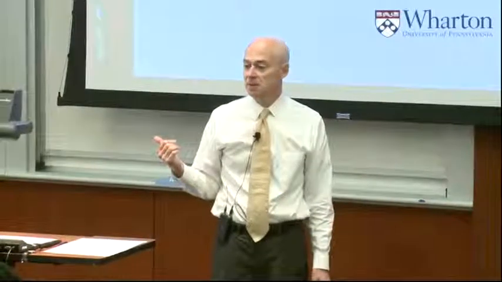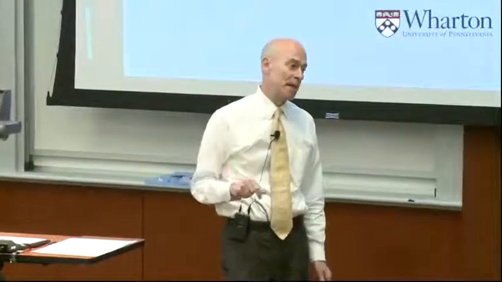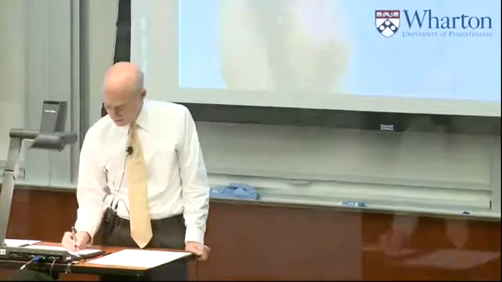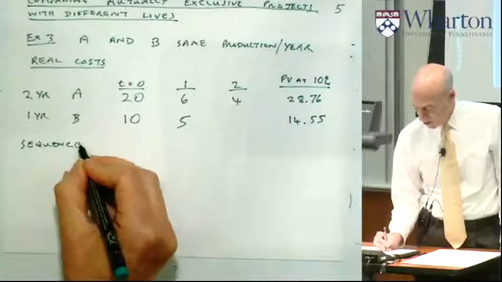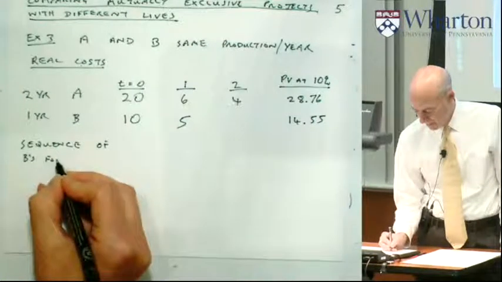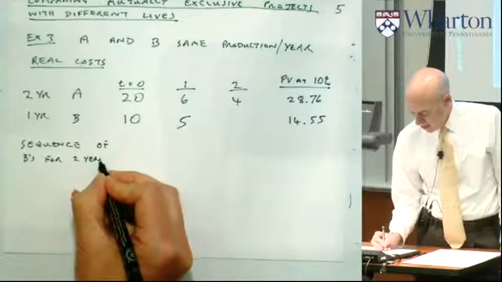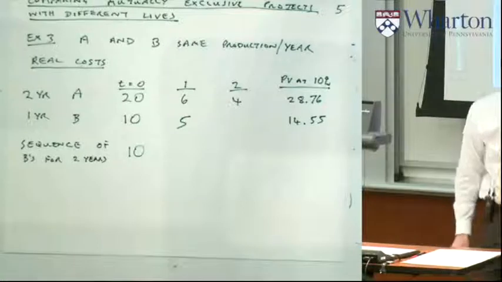What's an obvious way of doing that here? How can you make B comparable to A? So at date 1, exactly, we can buy another B. So we've got a sequence of 2 Bs, and that's going to give us 2 years. So let's look at what we get if we have the sequence of Bs for 2 years. So at date 0, we buy the first B. That gives us 10 as a cost.